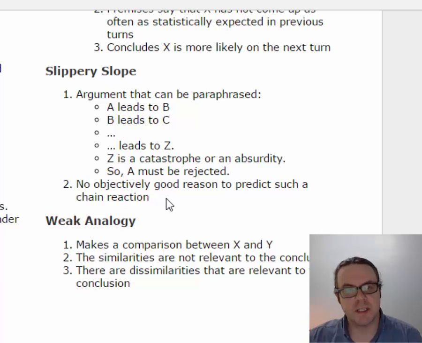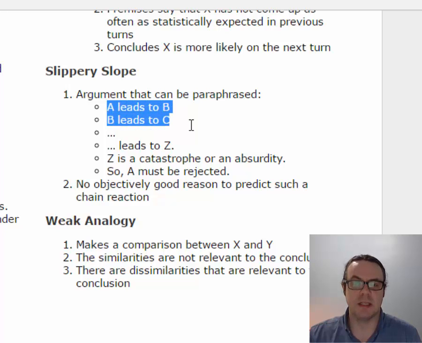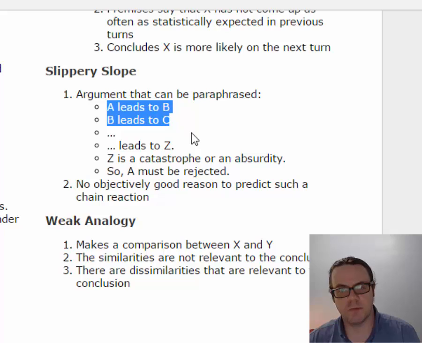And with slippery slope, the nice thing about it is that it's a real distinctive pattern. So that makes it pretty easy to identify, at least in the cooked up examples, the fictional examples that we give. It's an argument that goes like this. A leads to B, B leads to C, and then through some indeterminate number of steps we get to Z. Z is some kind of catastrophe or a logical absurdity. And so we conclude A has to be rejected.